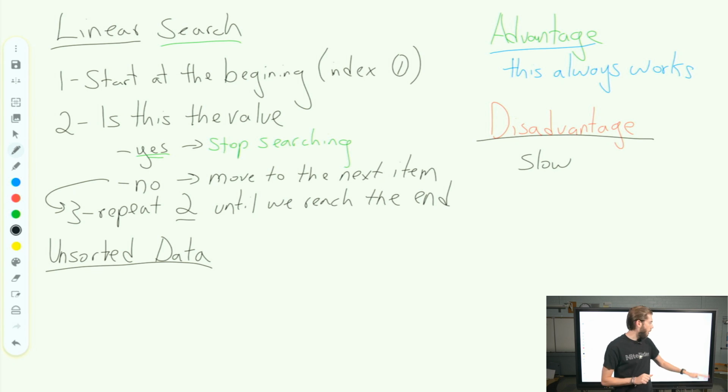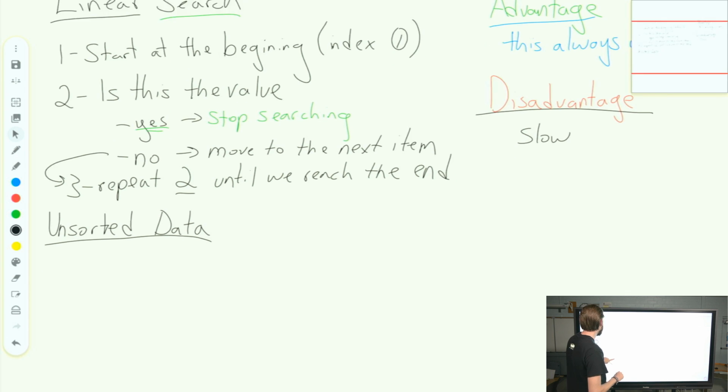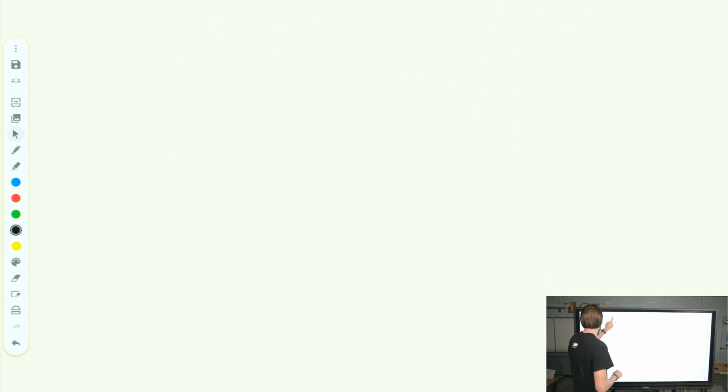Don't worry, we're going to solve this slow problem a little bit later once we learn how to sort our data, which we're going to do soon. Okay, so a linear search. This is what it is in plain language. Let's look at what it looks like in Java.